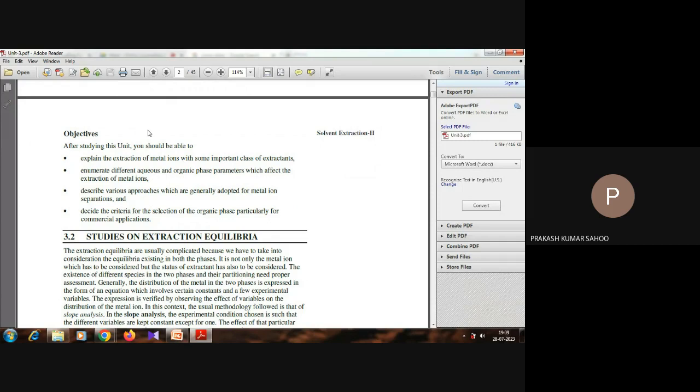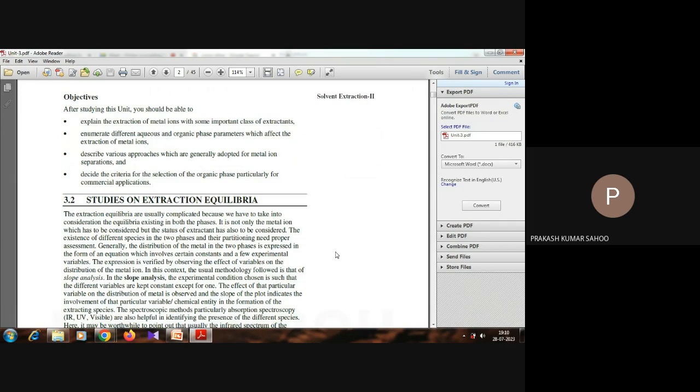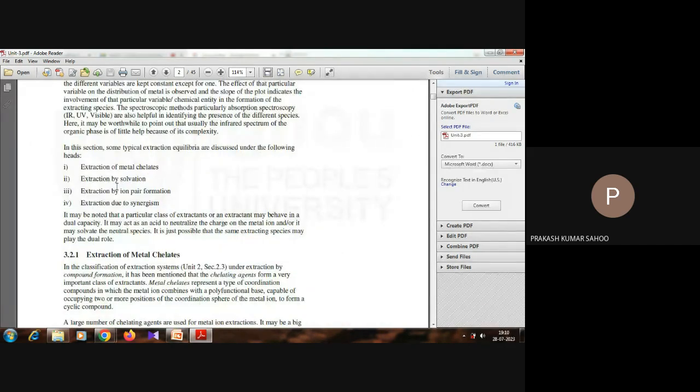We will explain the extraction of metal ion with some important classes of extracts. We will enumerate different aqueous and organic phase parameters which affect the extraction of metal ions. Describe various approaches which are generally adopted for metal ion separation, and decide the criteria for selection of the organic phase, particularly from a commercial point of view. Then we have extraction by metal chelates, extraction by solvation, extraction by ion pair formation, and extraction due to synergy.